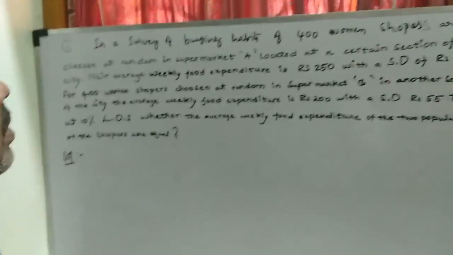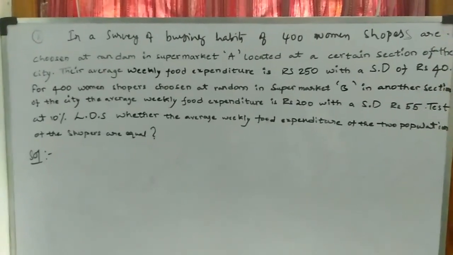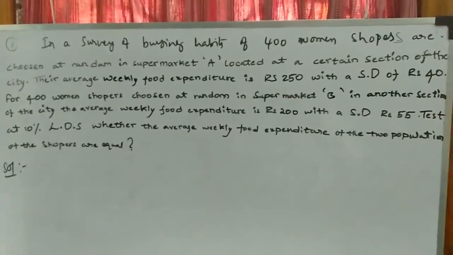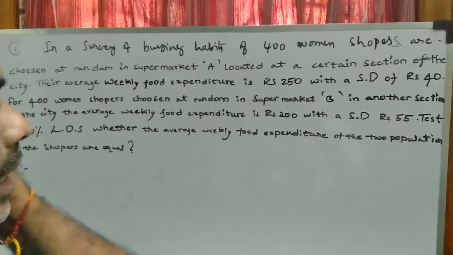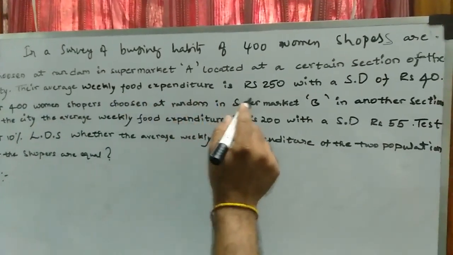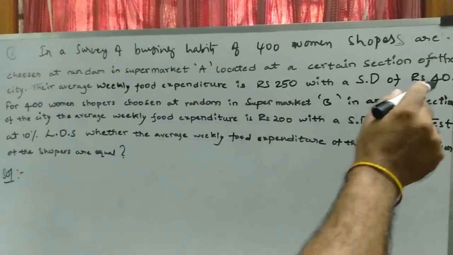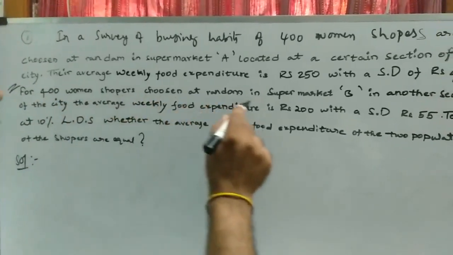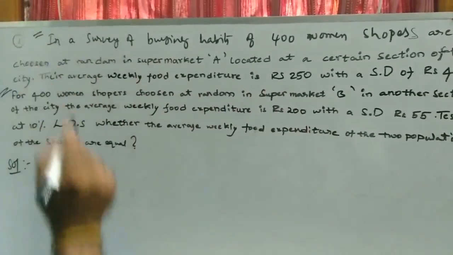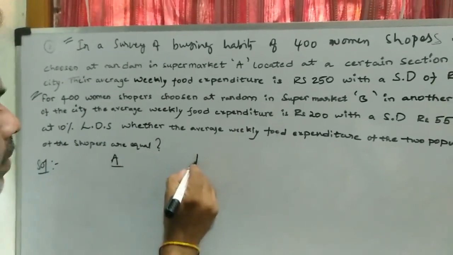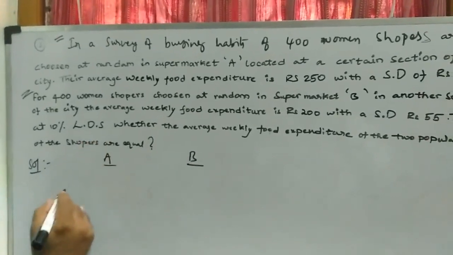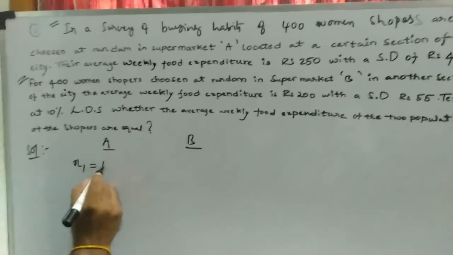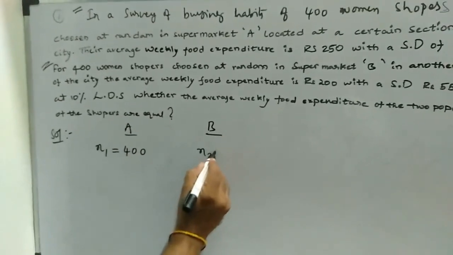Second problem. In a survey of buying habits, 400 women shoppers are chosen at random in a supermarket A located at a certain section of the city. Their average weekly food expenditure is 250 rupees with a standard deviation of 40 rupees. Similarly, for 400 women shoppers chosen at random in supermarket B. So A is one supermarket, B is another supermarket. Here the sample of 400 women shoppers is given: n1, the first sample size, is 400, and similarly n2 is also 400.